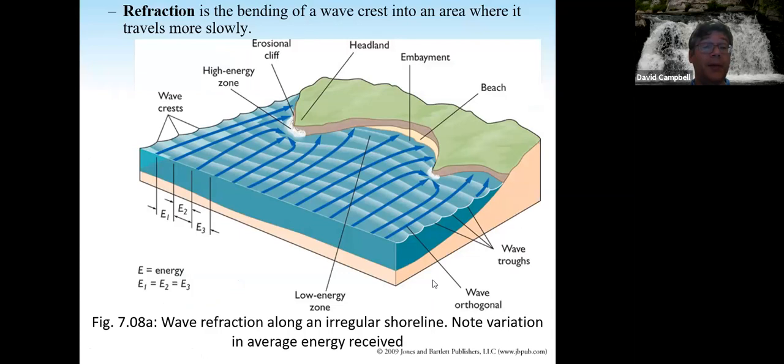Waves can also bend, and this bending is known as refraction. Ocean waves will tend to bend into areas where the wave is traveling more slowly. Not surprising, if you think of it. Here's the wave coming in. And let's say the middle slows down. Well, then the sides getting ahead will tend to come together somewhat as well.